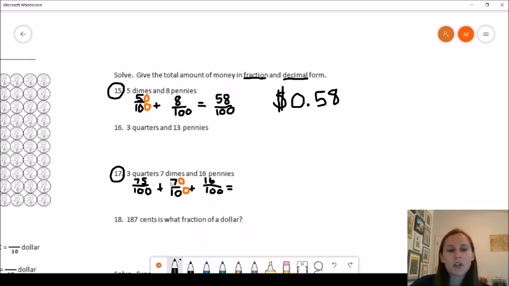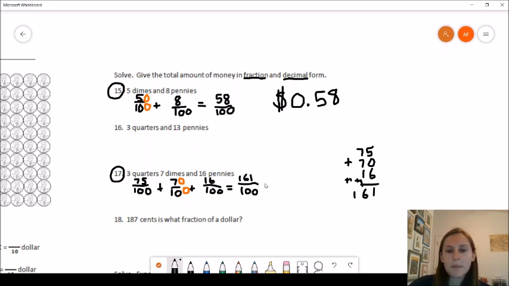So 75 hundredths plus 70 hundredths plus 16 hundredths. If I added those all together, 75 hundredths plus 70 hundredths plus 16 hundredths. And again, you can add them in parts. You don't have to add them all at once. So 5 plus 6 is 11. Drop the 1, carry the 1. 7 plus 7 is 14, 15, 16, drop the 6, carry the 1. So that would be 161 hundredths. 161 hundredths of a dollar.